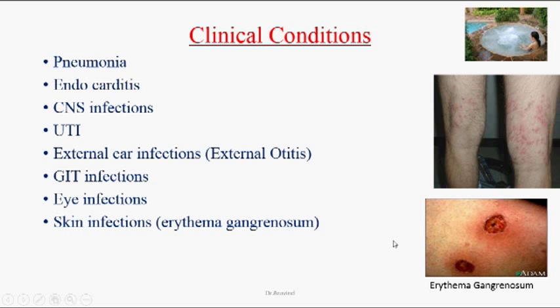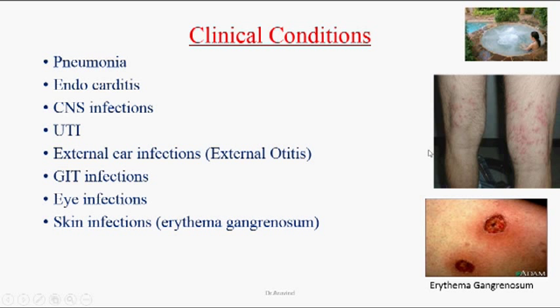This specific term, erythema gangrenosum, is widely used for the skin infections of Pseudomonas aeruginosa, and it can also cause hot tub folliculitis. People who take baths in contaminated hot water get this, because these organisms can grow at high temperatures, up to 42 degrees centigrade. So people who bathe in contaminated hot tubs will get this folliculitis.